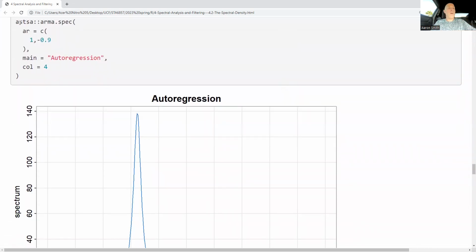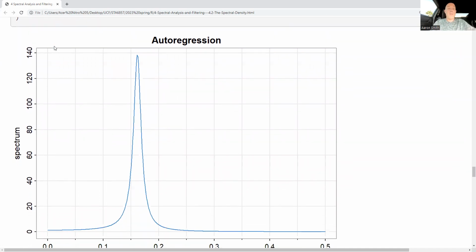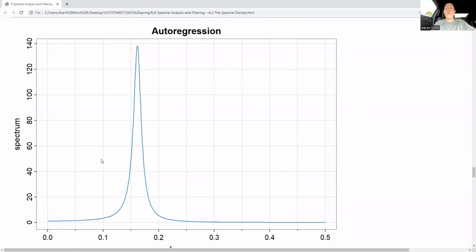So here I can use the autoregressive moving average spectral density function in ASTSA to figure out what the plot is. Now I actually double checked this value. I took that function and I plotted values after just explicitly computing things, and I got in fact the same result.